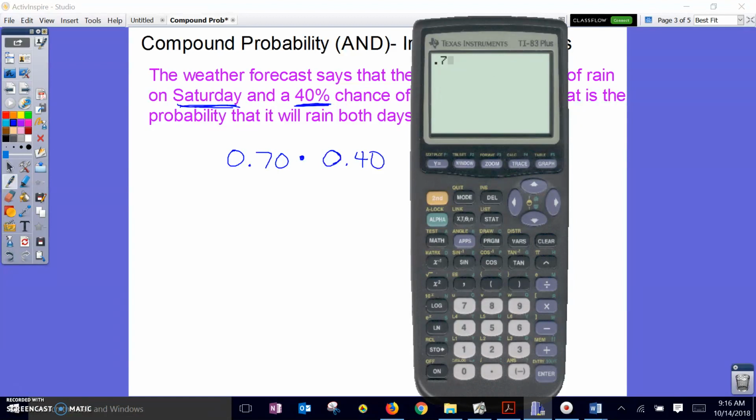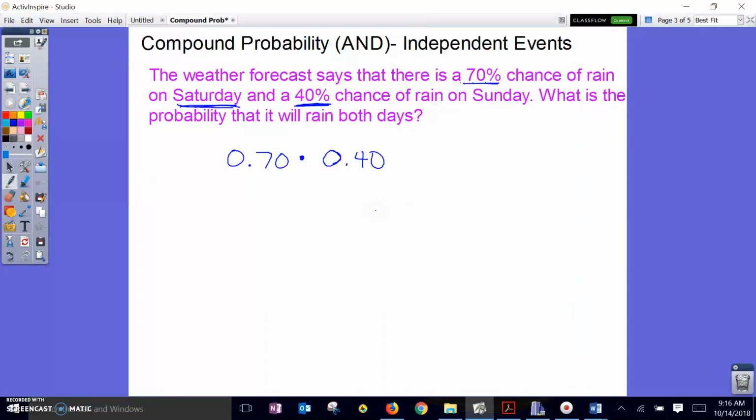And so I'll take 0.70 times 0.40. I get 0.28. Now, since my probabilities were given as percentages in the original problem, I'm going to change the probability of both days over to a percent. I move the decimal point 2 places to the right. The probability that it rains both days is 28%.